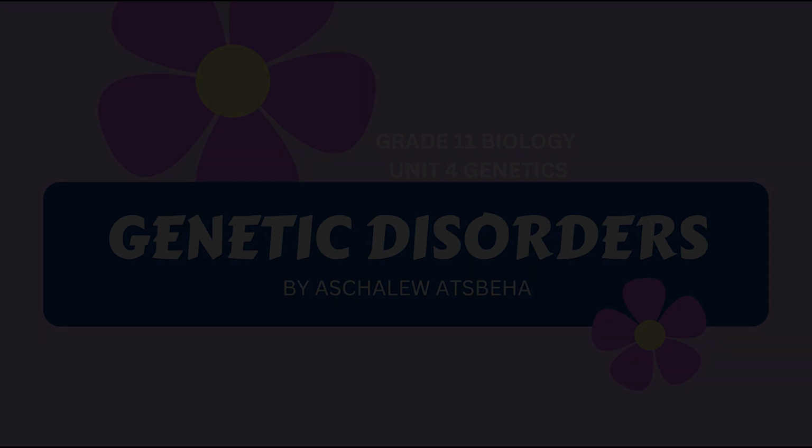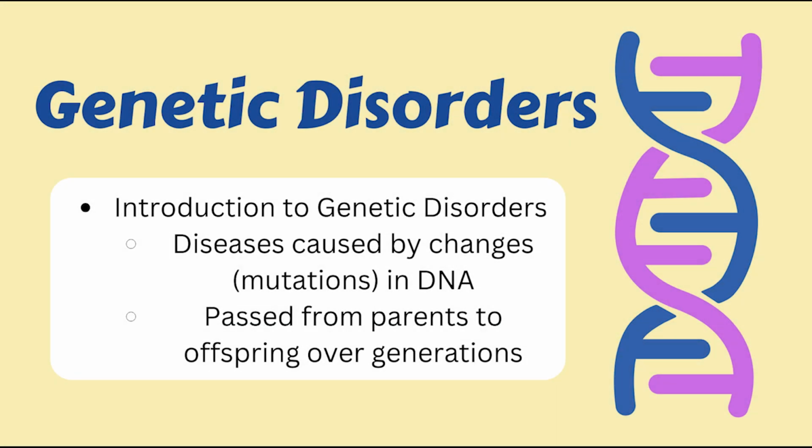Genetic disorders are diseases caused by changes or mutations in an individual's DNA. These mutations can be passed down from parents to offspring over many generations. In our everyday lives, you might have heard of conditions like diabetes, cancer, Down syndrome, Turner syndrome, hemophilia, cystic fibrosis, and albinism. Today, we will break down how these disorders are categorized and what causes them.